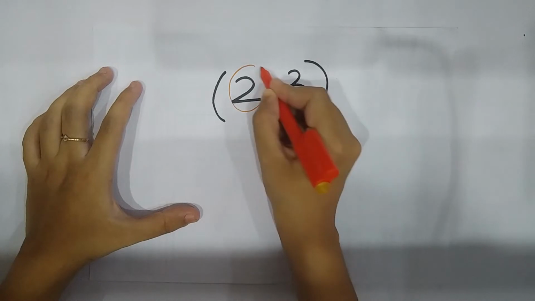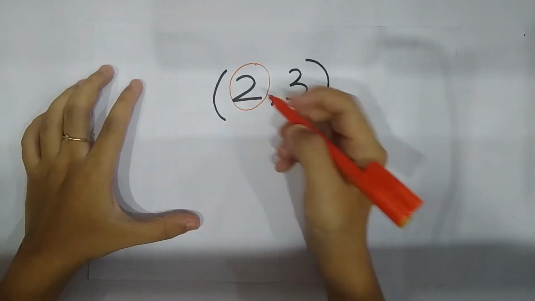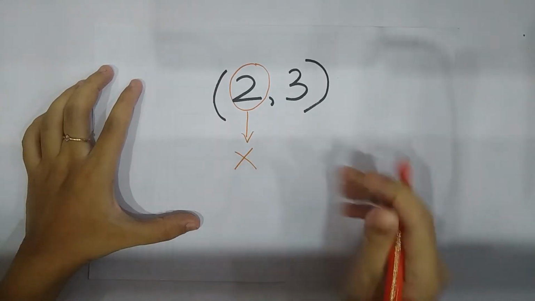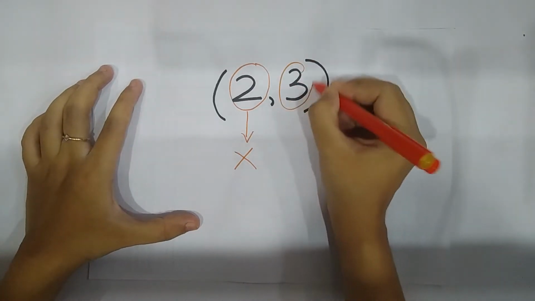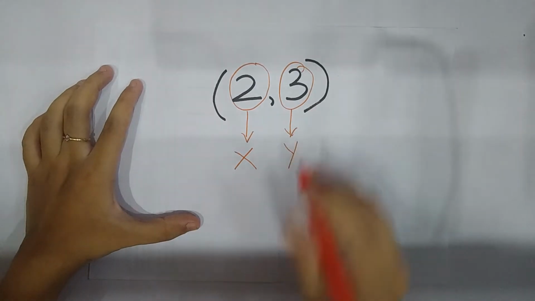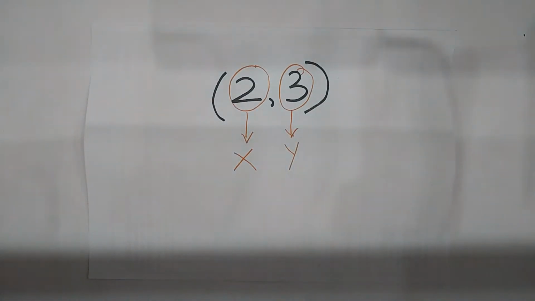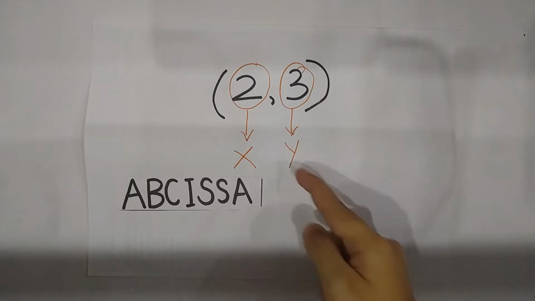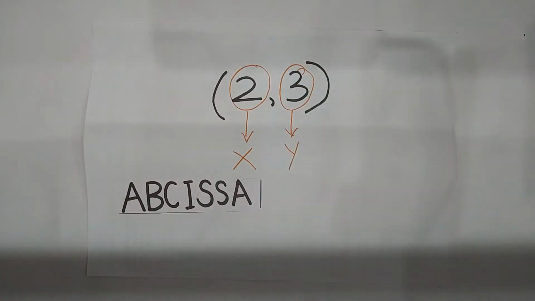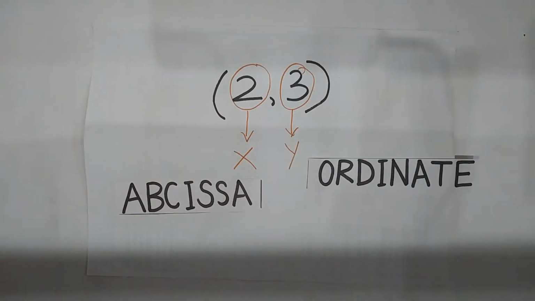The first number that you are observing here, which is 2, is your x coordinate. Always the first number after the bracket will be your x coordinate, and the next number will be your y coordinate. This x coordinate, which in this case is 2, is also called the abscissa. And your y coordinate, which in this case is 3, is called the ordinate. So these are the few basic terms that I wanted to talk about.